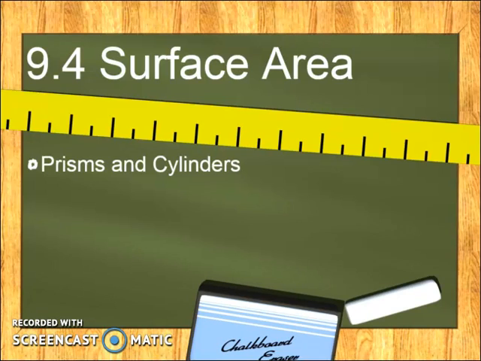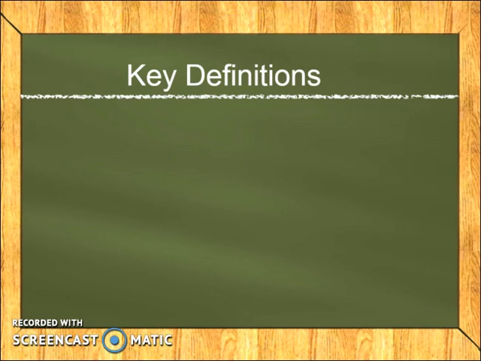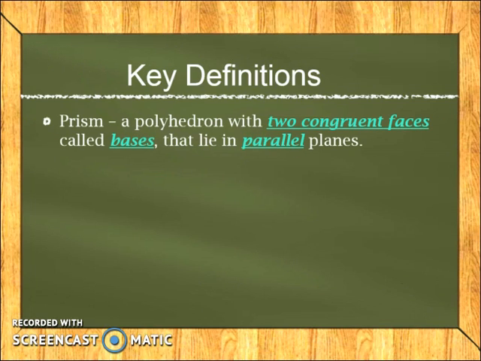Welcome to 9.4. This is surface area of prisms and cylinders. We're going to start with some definitions. First thing is a prism. It's a polyhedron with two congruent faces called bases that lie in parallel planes.